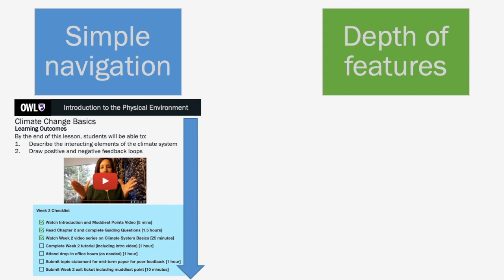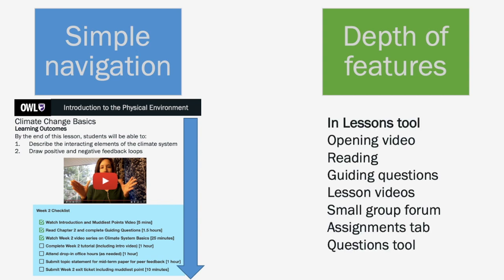That is, it's not about using all the tools in all of the ways, but using a sampling of tools consistently. For example, in the course design on the left, students are asked to engage with each of the following features in the lessons tool: an opening video, a reading with accompanying guiding questions, lesson videos, a small group forum, the assignments tab, and a question tool at the end.